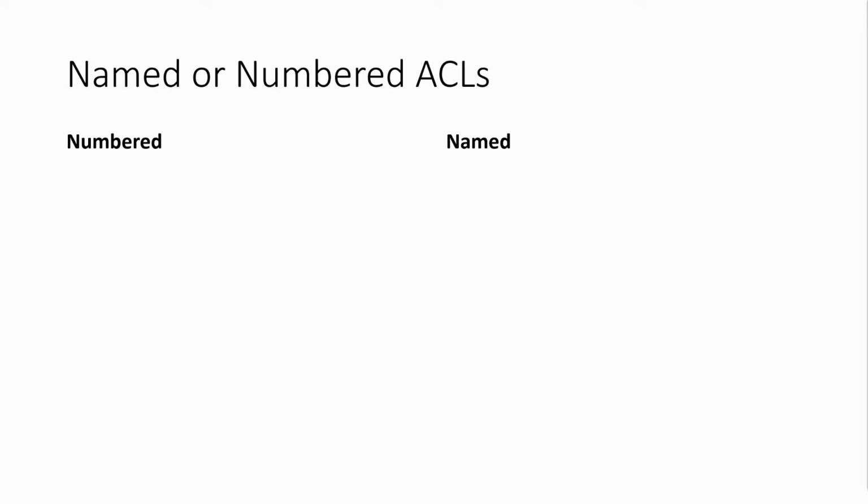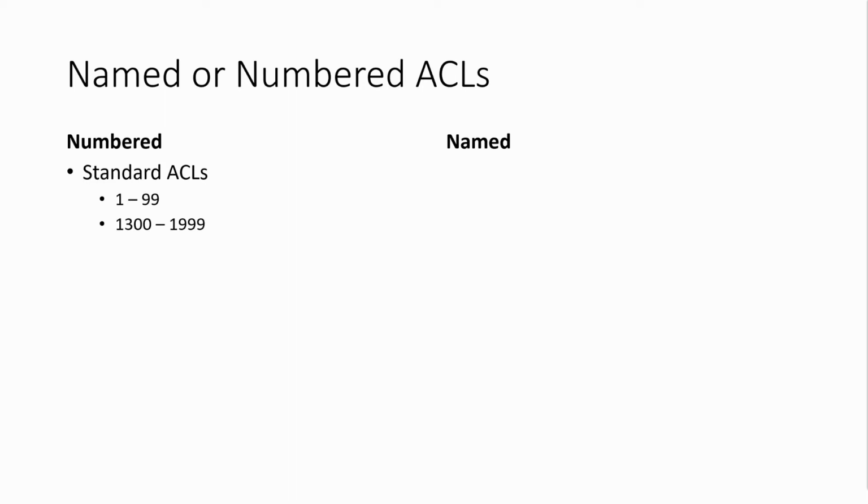The next part to know about is named versus numbered ACLs. Both standard and extended ACLs can be named or numbered. Traditionally, numbering was more common, but naming is what Cisco seems to prefer now. The numbered ACLs have certain ranges.